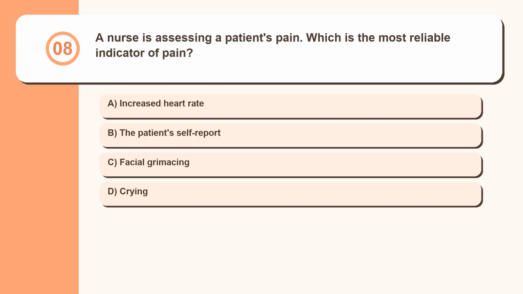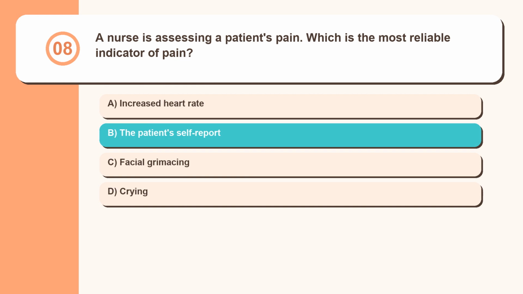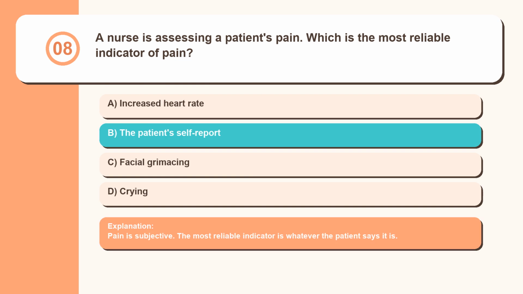Question 8. A nurse is assessing a patient's pain. Which is the most reliable indicator of pain? Increased heart rate, the patient's self-report, facial grimacing, crying. Pain is subjective. The most reliable indicator is whatever the patient says it is.